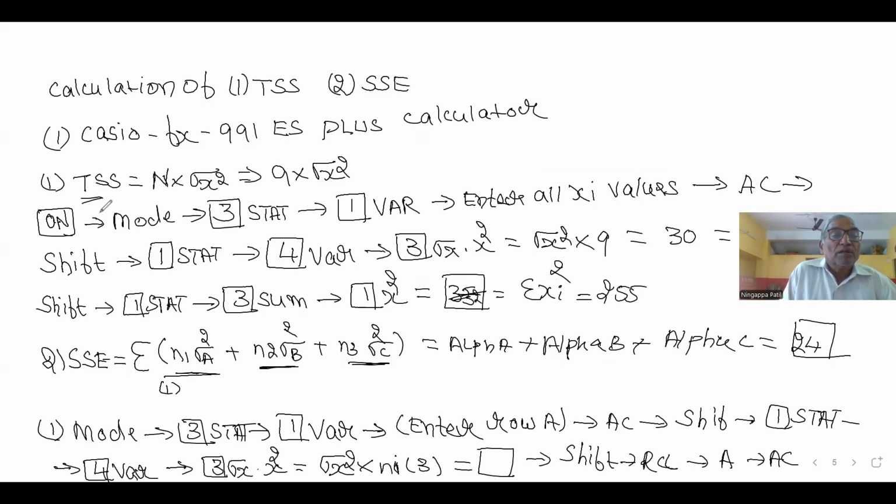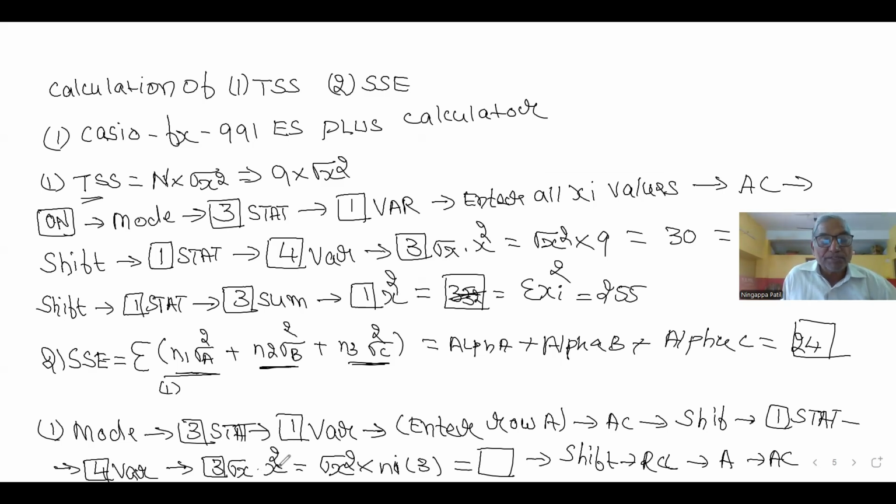The same method is used. Press the mode button, third button, stat button, again one button for variables, and enter the row A values, then the AC button, shift 1 stat. Then press the fourth button, variance, and the third is sigma x. It is the standard deviation, but I want x square.